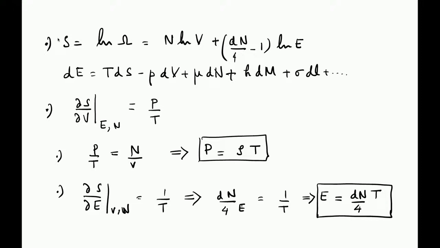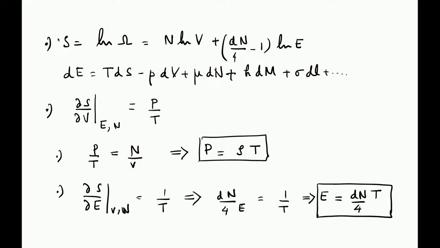When I differentiate with respect to volume, del S by del V is back to the old answer, n by V, and I get back the ideal gas equation. Del S by del E, I get dn by 4 E. So energy has become dn by 4 times T. The ideal gas equation of state will not change unless I put in some interaction. That is the moral of the story. I can put whatever relation I want between E and P, it is not going to modify the equation of state because it is non-interacting. Is that clear?